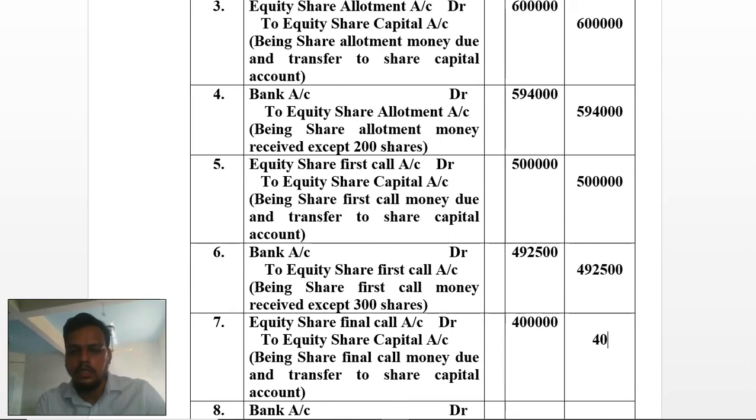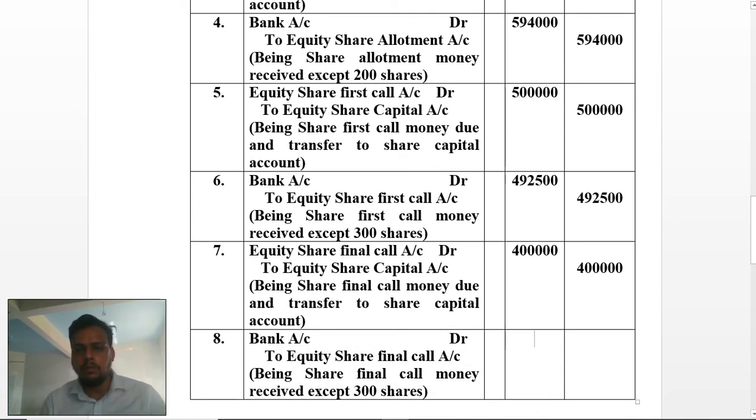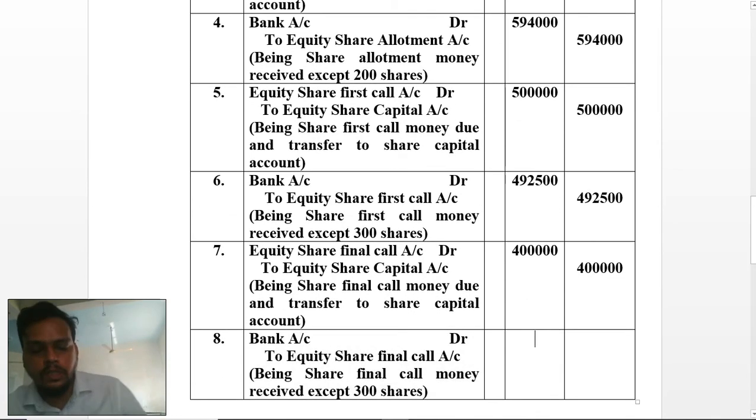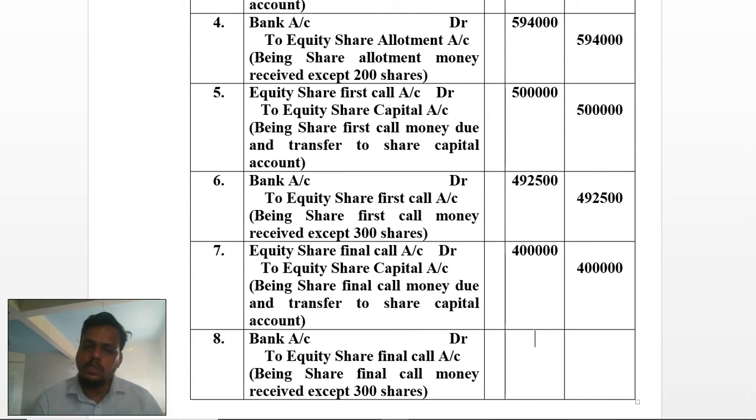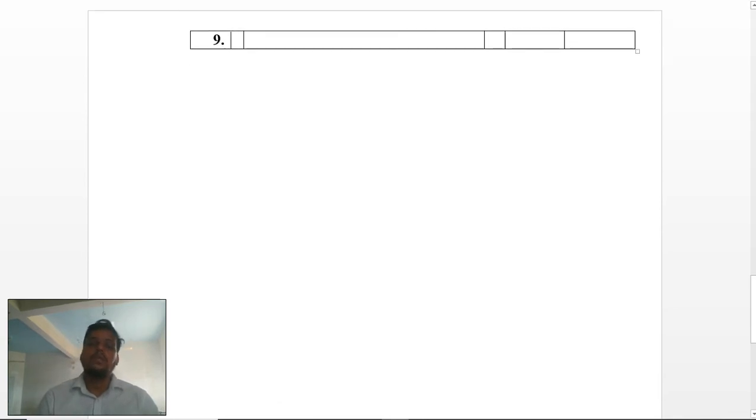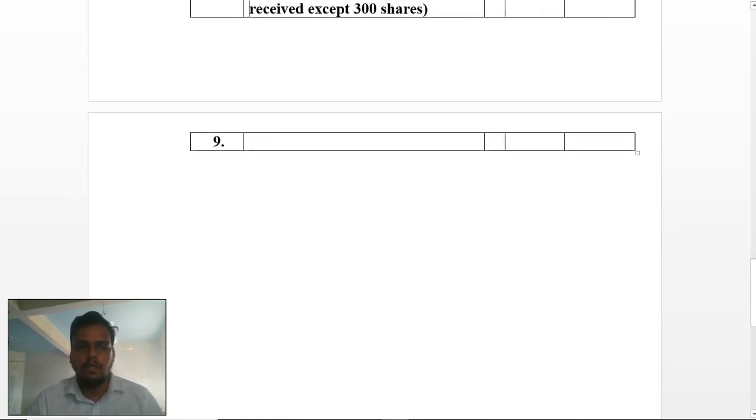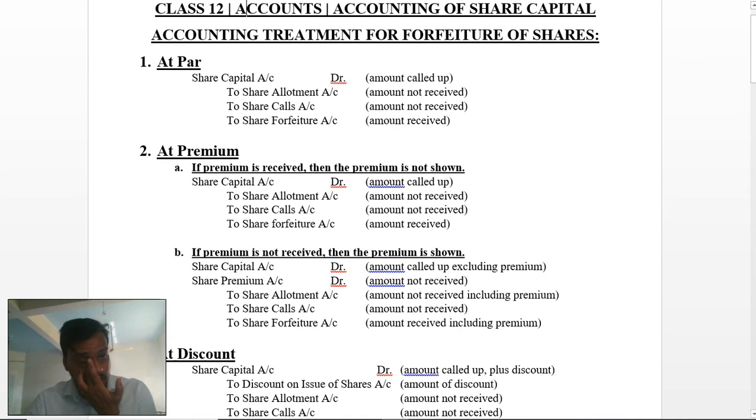But here also 300 shares were not received. 3 to the 6 means 3,94,000 rupees has been received here. 3,94,000. Now the last entry which we have to do is at par. Just see in the beginning what I have done at par. We have been asked for forfeiture at par.